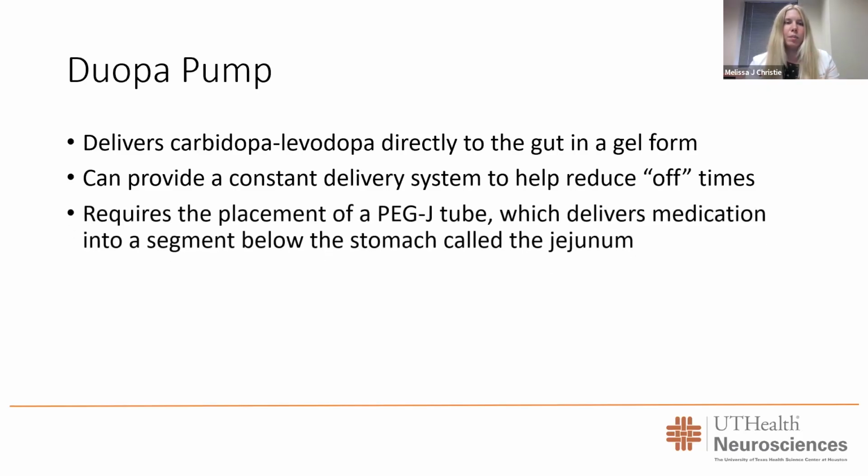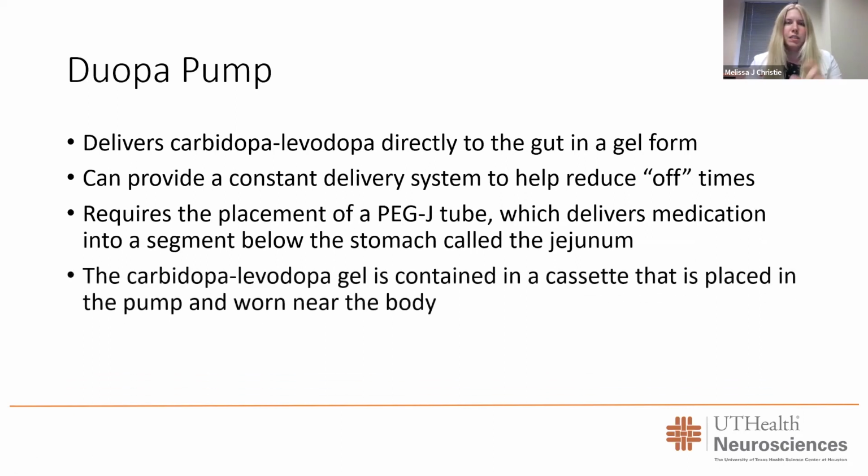It does require the placement of a PEG-J tube. So if you've ever known anybody that's had a feeding tube, you're still going to be eating normally, but that's about the same area the tube would go to deliver the levodopa gel. The J stands for jejunum. So it's just an area a little bit past the stomach where this is delivered.